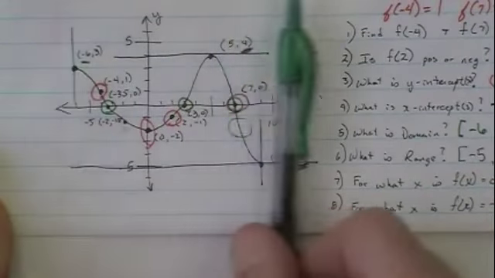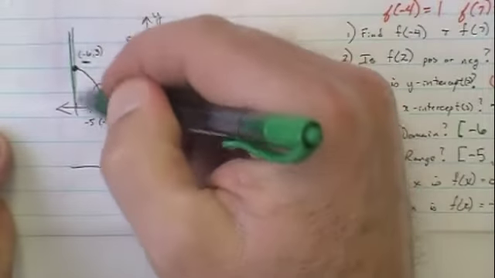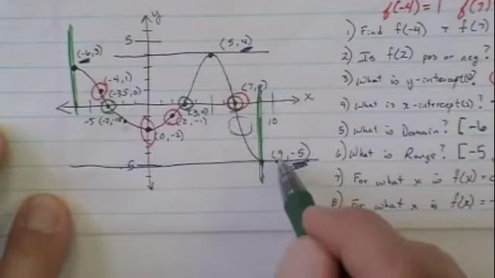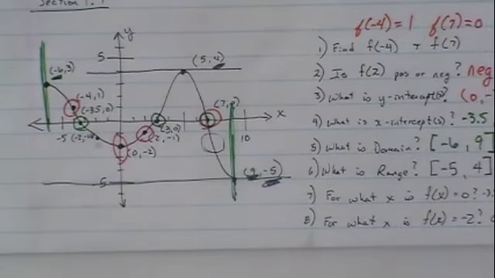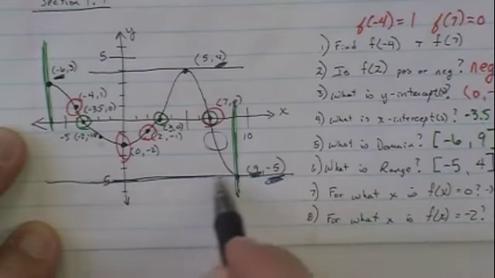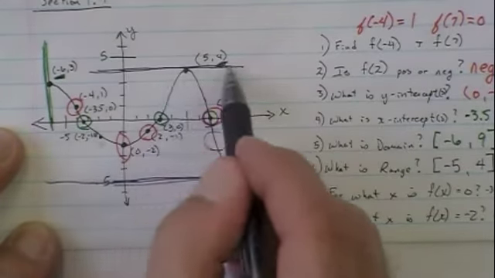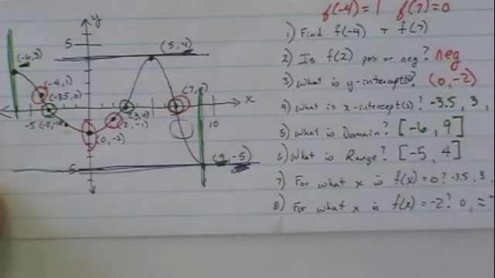The domain, our domain is our x values. We're going from here to here across. So if we look at these x values from this side and our x values here, we go from -6 to 9. That would be our domain. And the range is our y values. So our minimum goes from down here at -5 up to our max value up here at 4. So our range goes from -5 to 4.